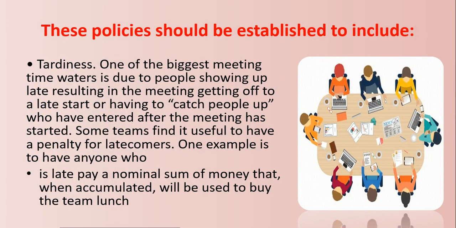These policies should be established to include: Tardiness. One of the biggest meeting time wasters is due to people showing up late, resulting in the meeting getting off to a later start or having to catch people up who have entered after the meeting has started. Some teams find it useful to have a bounty for latecomers. One example is to have anyone who is late pay a nominal sum of money that, when accumulated, will be used to buy the team lunch.